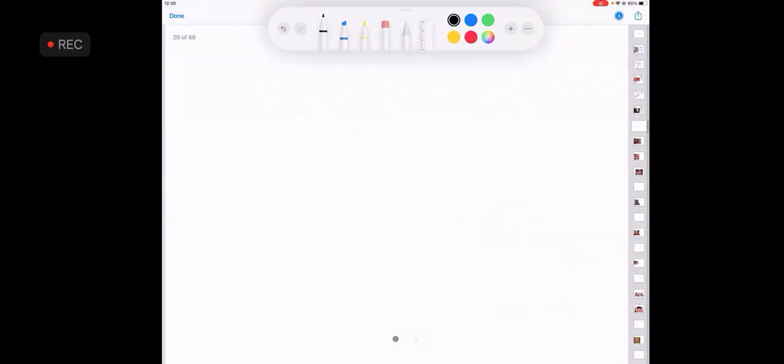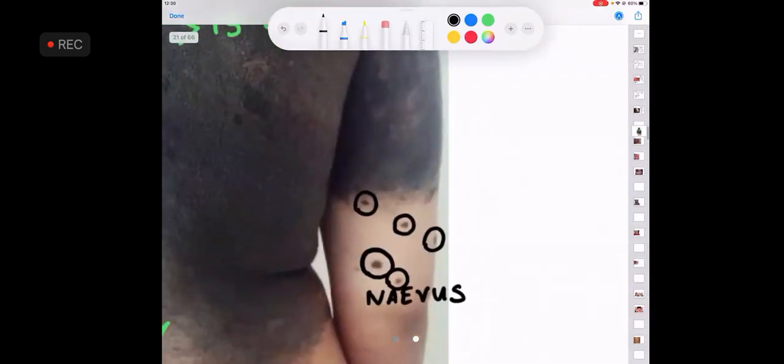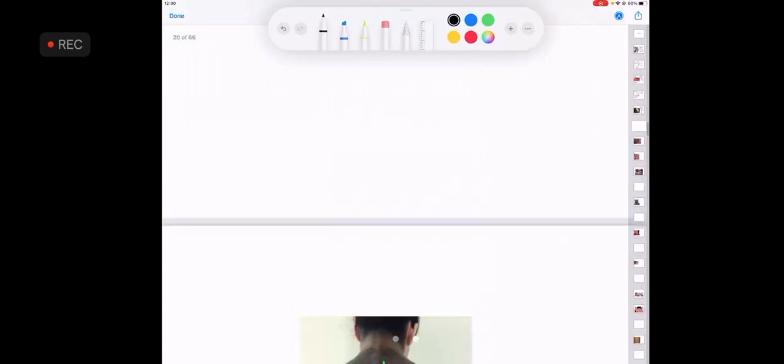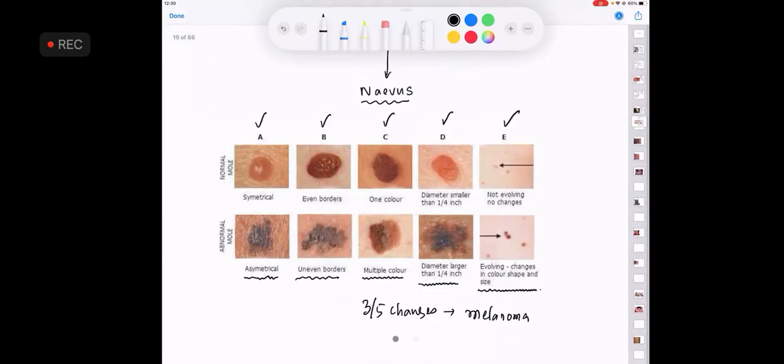That means you are following up this patient in your clinic. This is the index nevus. Now you are taking a photograph, or the patient sends a selfie with this nevus. And then what will you observe to tell you that this is a melanoma? 3 out of 5 changes in the ABCDE criteria call this a melanoma. Okay?